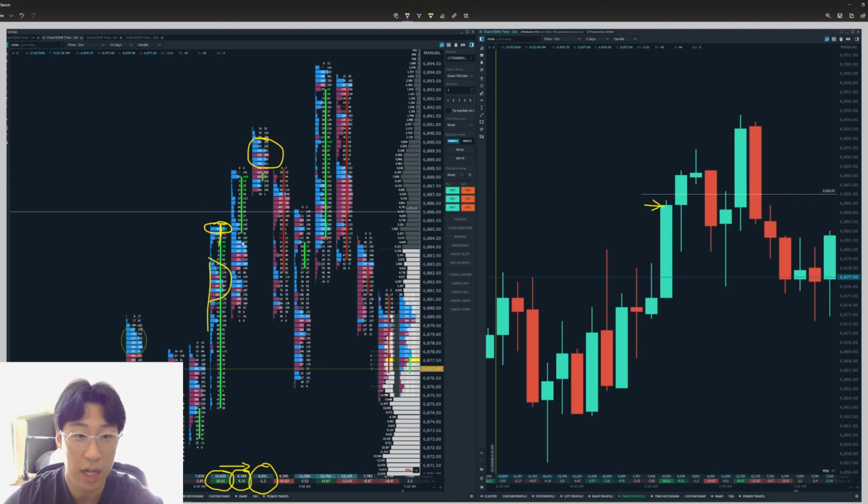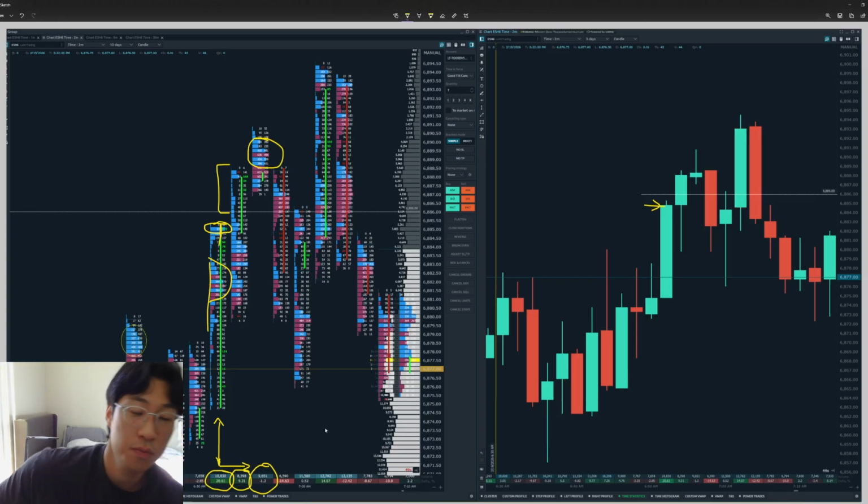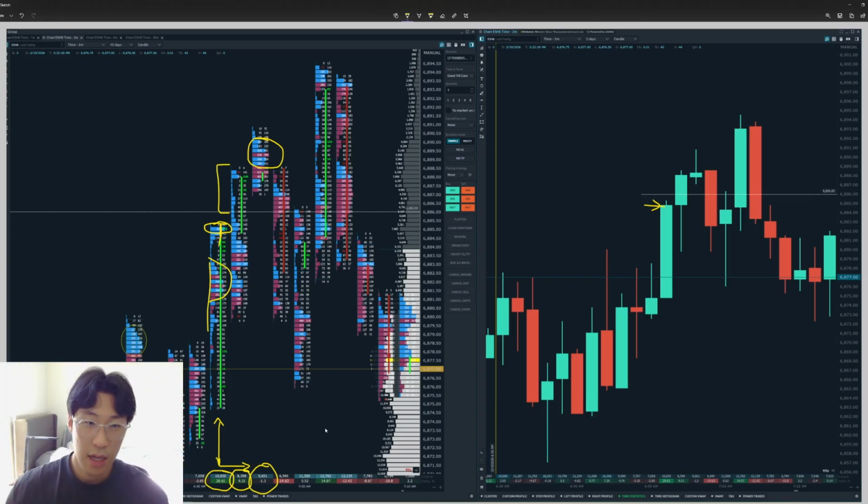If I had just waited till the level broke this area, I would have already seen that this trade was a no trade. But because I entered based off this candle right here, I got very greedy. I felt FOMO, and I took the trade early. Okay?